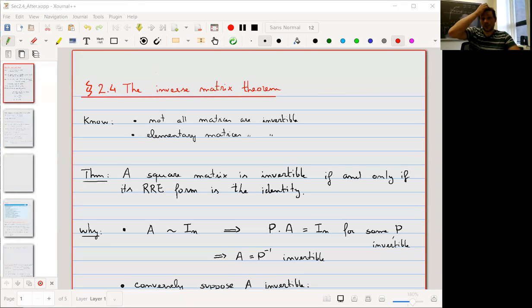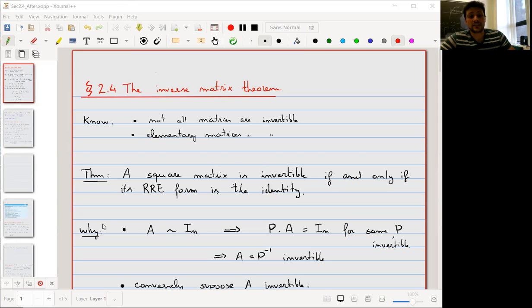Hello everyone. Today's video is about the inverse matrix theorem, but before we get to that very important theorem, we'll talk about how to find and compute inverses of a matrix. What we know so far about inverses is that not every matrix is invertible, but we know a very special class of matrices that are invertible: elementary matrices.